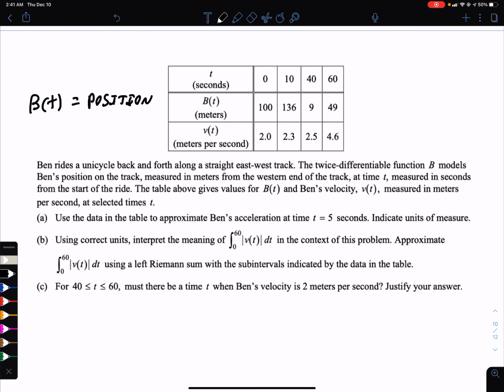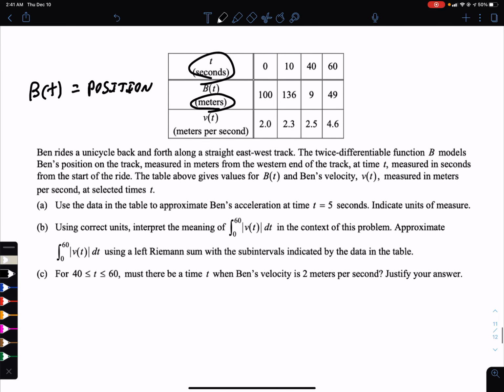Let's see, in meters. So the units is meters, and it tells you that there. T is in seconds. They tell you that there. So the table gives values for b of t, Ben, and Ben's velocity, v of t. So v of t is Ben's velocity. Use the data table to approximate Ben's acceleration at 5 seconds.